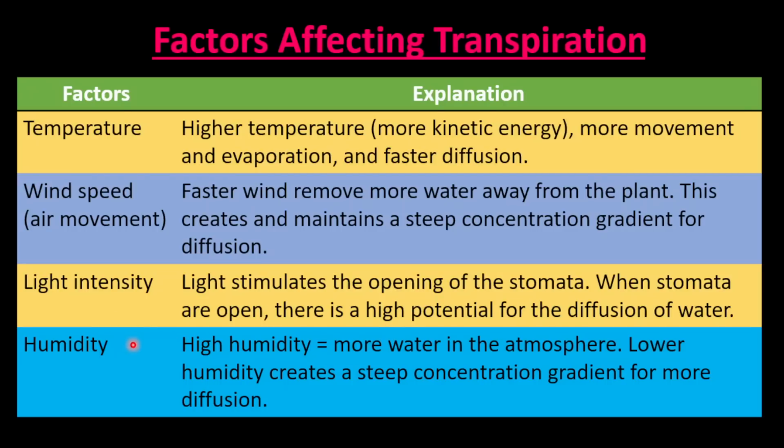For humidity, the effect on the rate is the opposite. For high humidity, you have more water in the atmosphere, and if you have more water in the atmosphere, then you have more water being retained in the plant. Lower humidity creates a steeper concentration gradient for more diffusion. So high humidity, less transpiration. All right? More humidity, less transpiration. Decrease in humidity, more transpiration.